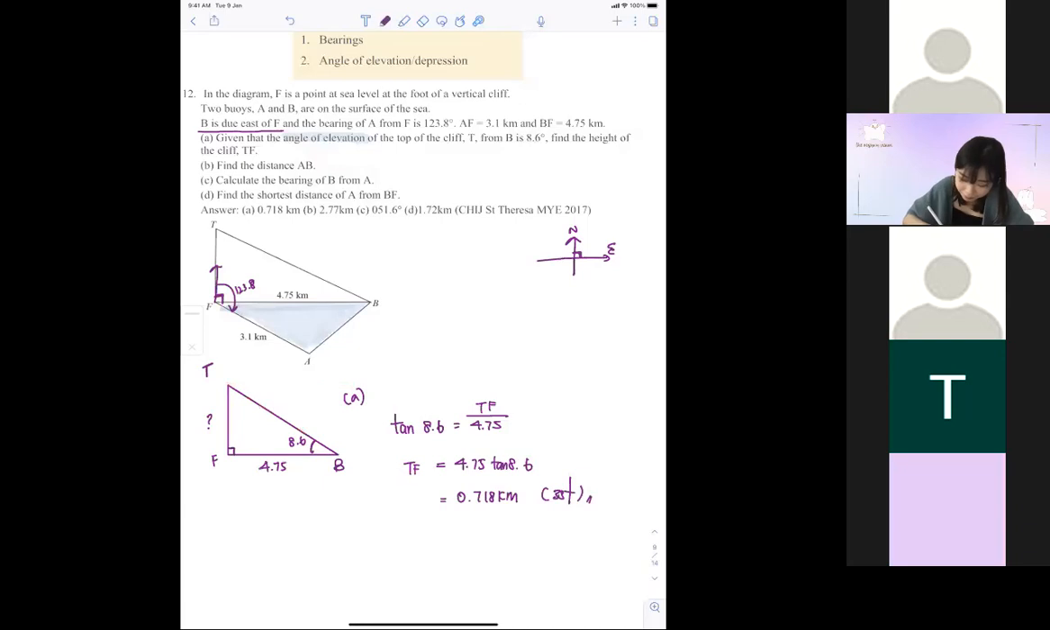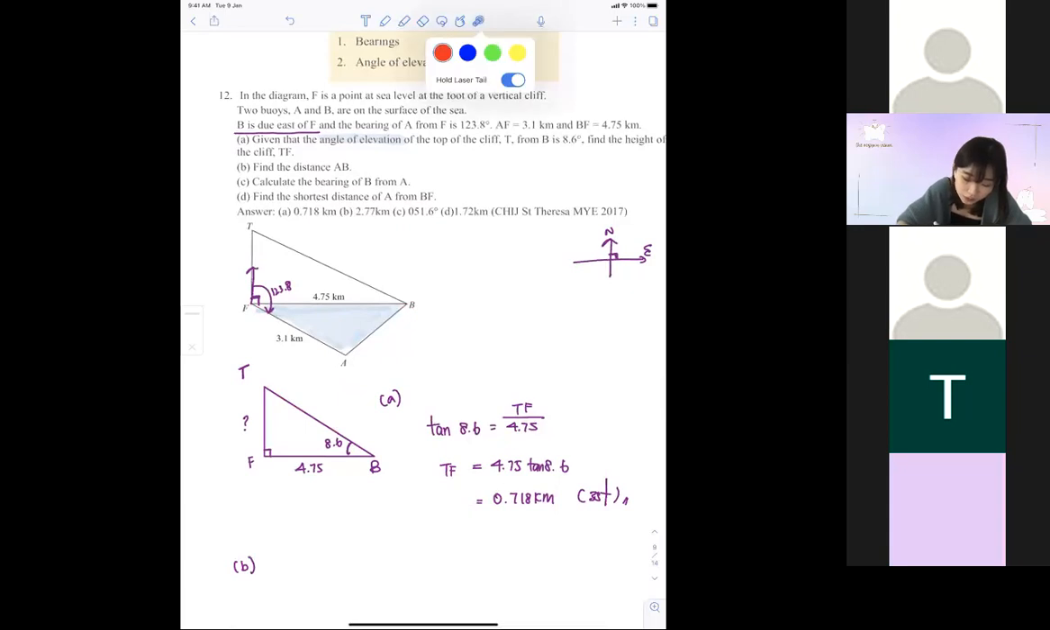Okay, so now let's look at part B. I want to find the distance AB. So first thing you see is where is AB, in which triangle? I spotted my triangle. Is this a right angle triangle? No. So before I can apply sine rule or cosine rule, let's see what information I can squeeze out first. You know that this is 123.8, this is 90. You can find this one. This one will be 33.8. You take 123.8 minus 90.